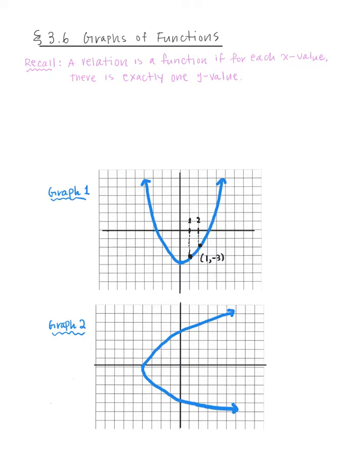Okay, so now let's take a look at maybe when x equals 3. So it looks like when x equals 3, our y value is going to be 0. So it looks like for each value of x, there's going to be exactly one y value. Therefore, this graph defines a function. Now let's take a look at graph number 2.